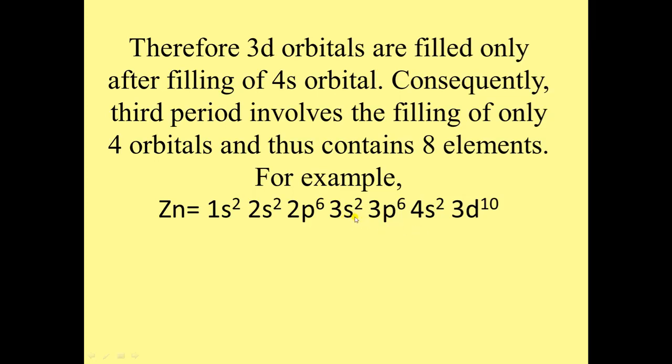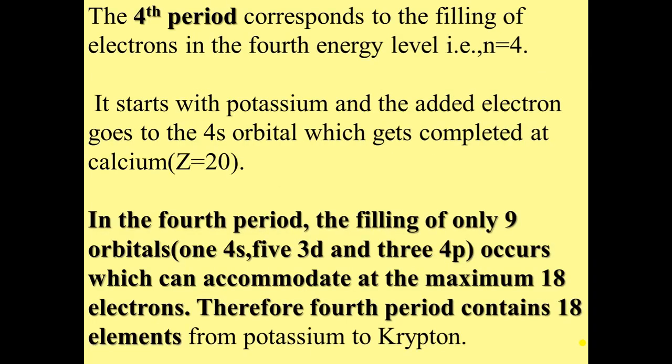Okay. In s shell 1 orbital is present. In p shell 3 orbitals are present. So 1 plus 3 is equal to 4. So that means total 8 electrons are present. So 8 elements are present in period number 3. So next one is fourth period.